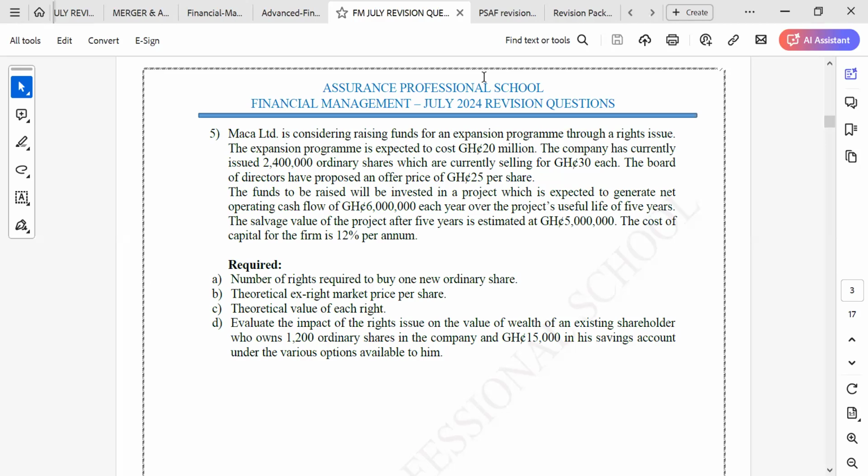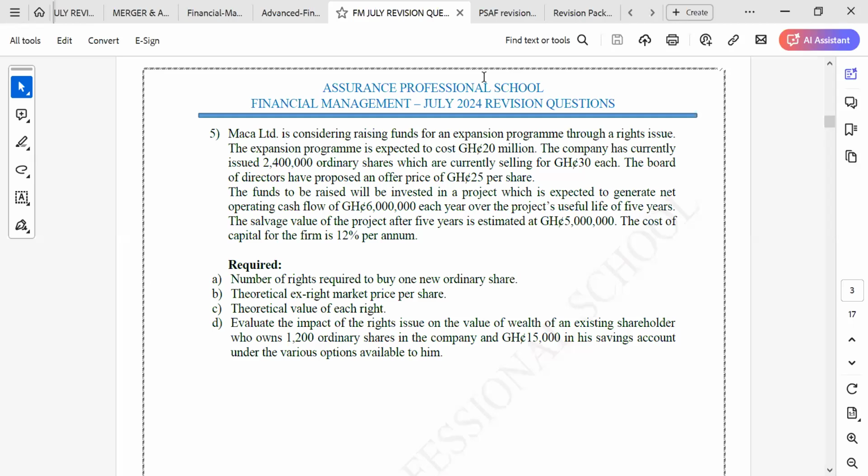The funds to be raised will be invested in a project which is expected to generate net operating cash flow of 6 million each year over the project's useful life of 5 years. The salvage value of the project after 5 years is estimated at 5 million Ghana cedis. The cost of capital for the firm is 12% per annum. Required: A. Number of rights required to buy one new ordinary share. B. Theoretical ex-right market price per share. C. Theoretical value of each right. D. Evaluate the impact of the right issue on the wealth of an existing shareholder who owns 1,200 ordinary shares in the company and 15,000 Ghana cedis in his savings account, under the various options available to him.